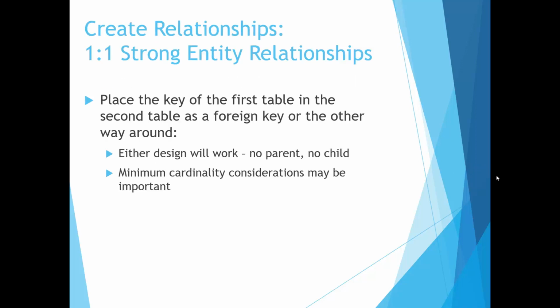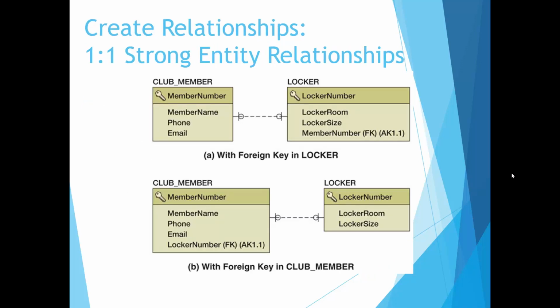To create a one-to-one strong entity relationship, we place the key of the first table in the second table as a foreign key, or the other way around. Either design will work, no parent, no child. Don't forget to identify the minimum cardinality of the relation, which is the mandatory to optional relationship.